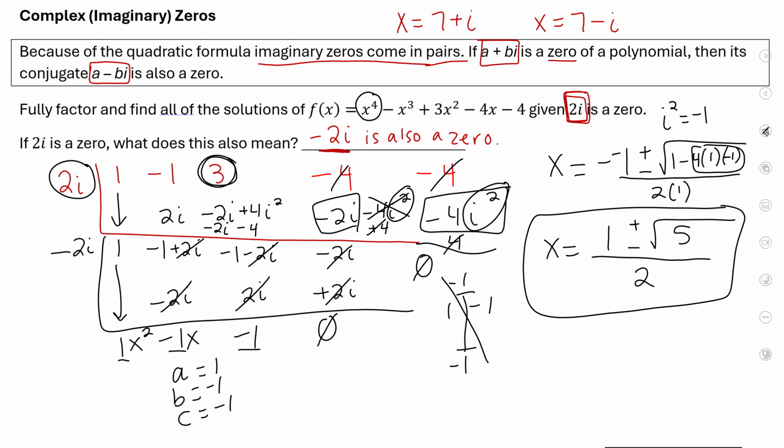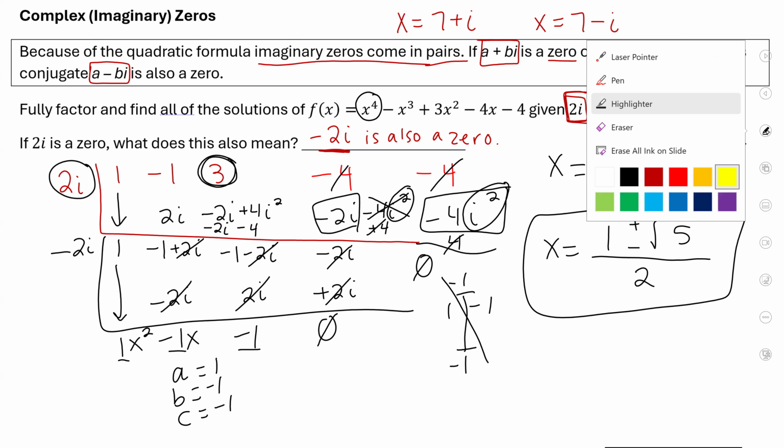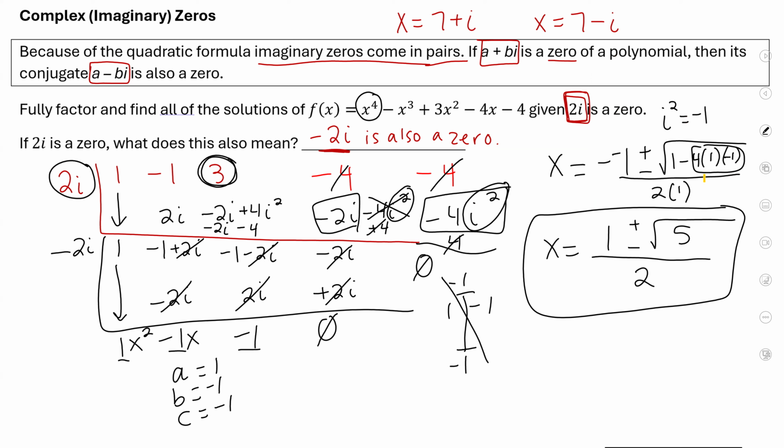So guys, listen. I have x equals (1 plus the square root of 5) over 2, and x equals (1 minus the square root of 5) over 2. That's two solutions right there. And then my other two solutions were right here. So that's 4 solutions total.